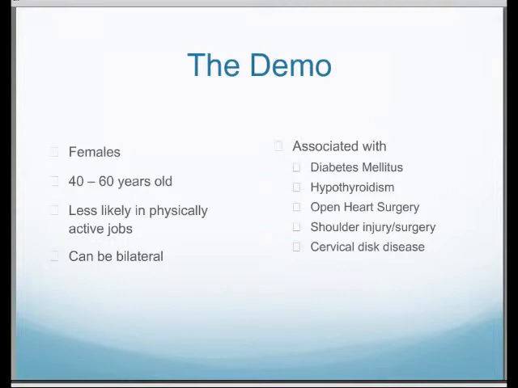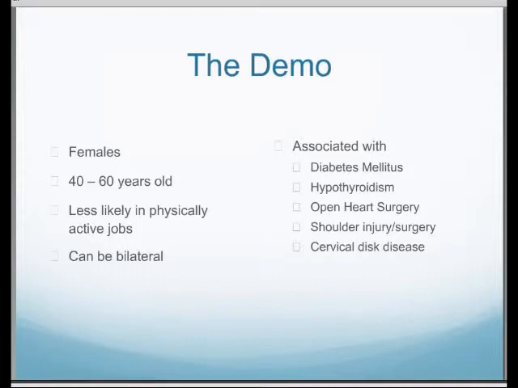The general population, they say, is about a 5% incidence, right? Where with diabetes, it can be up to 30%. Hypothyroidism, recent open heart surgery or ischemic heart disease, having some kind of innocuous shoulder injury, or sometimes shoulder surgery can bring this on. Having cervical disc disease is also a common thing.